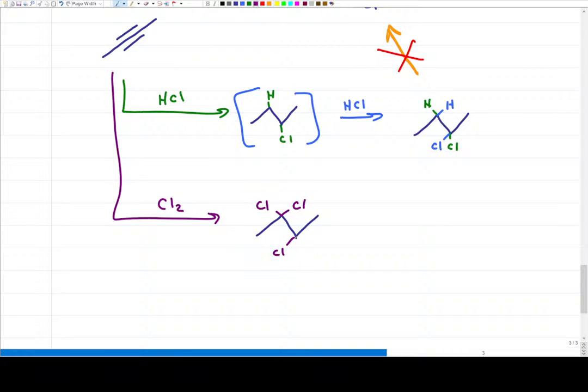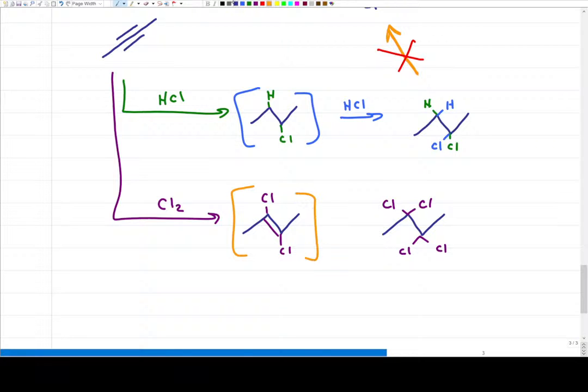Too many chlorines. And if somehow, some way, I manage to isolate the intermediate, because some of your professors will ask for it that way, my intermediate is going to look like this. I have the 2 chlorines and I have a pi bond. So that is still no good. Not what I'm looking for. Nope and nope.